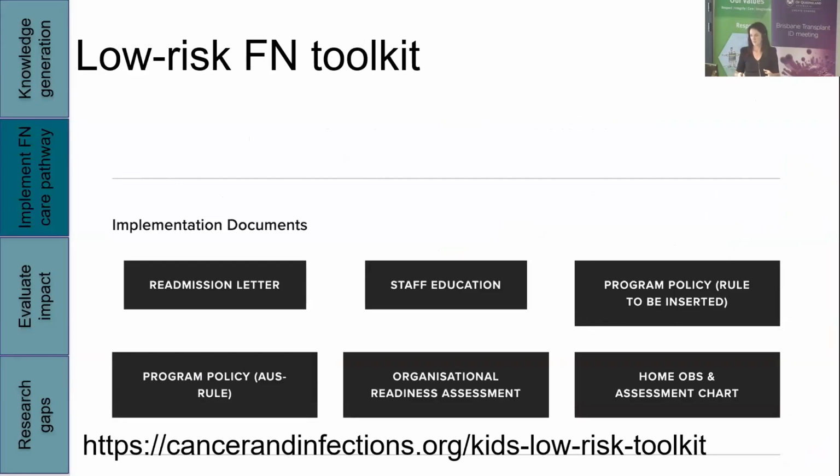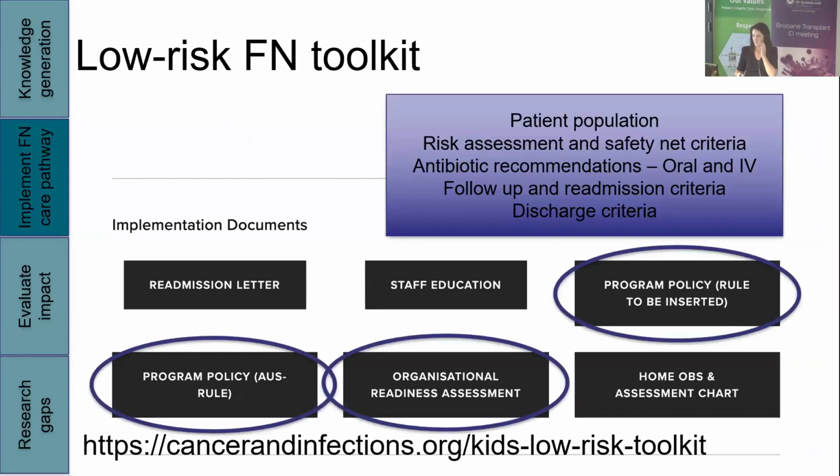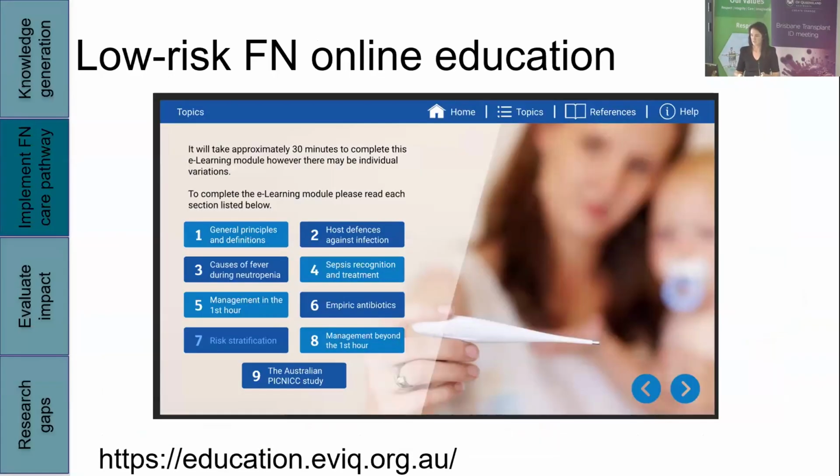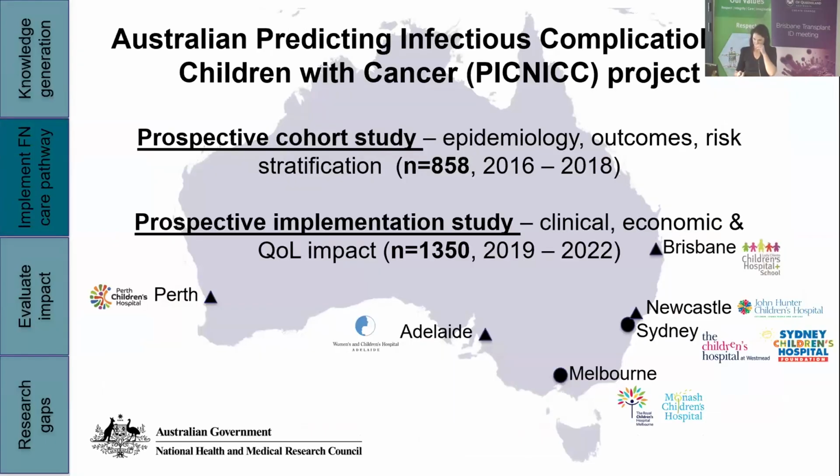Again, we packaged all this up into a toolkit with resources for all the sites that were involved in the implementation phase, with a policy where they could use the Oz rule or insert their local rule if they wanted to use something different, as well as organisational readiness assessments that went through all the different components that hospitals needed to think about before implementing a change to practice. And on EverQ, there's a febrile neutropenia education package, and we updated that to include risk stratification.